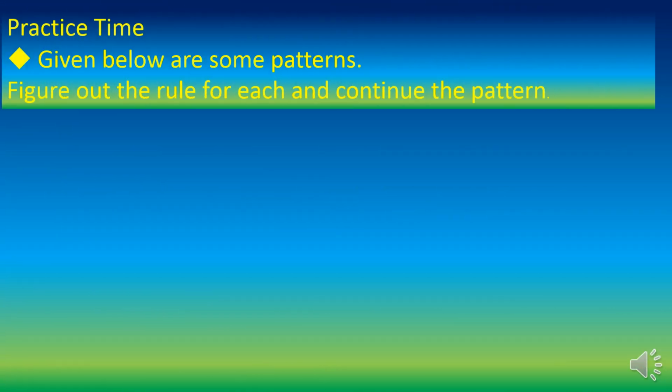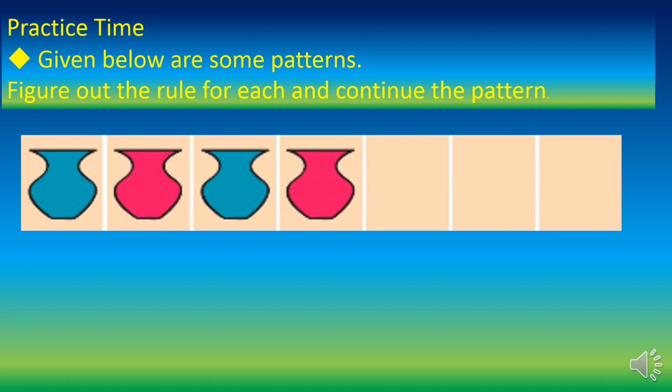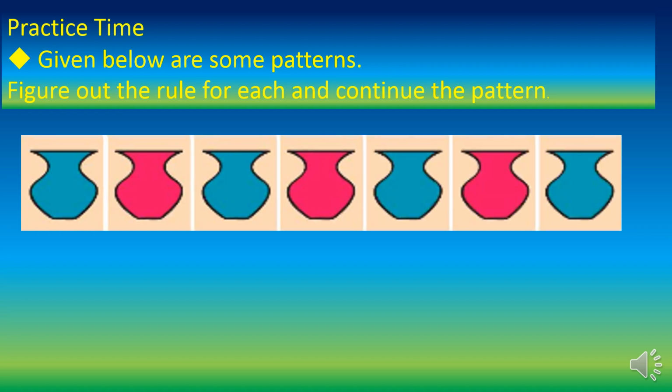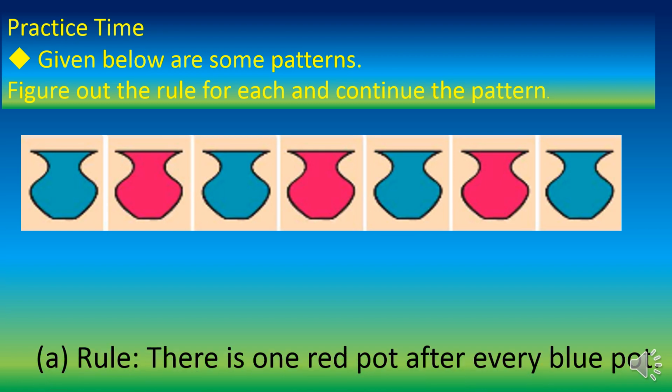Practice time. Given below are some patterns. Figure out the rule for each and continue the pattern. So here in this you can see the pattern is 1 blue pot, then pink pot, then blue, then pink, and then it is repeated. So there is 1 pink pot after every blue pot.